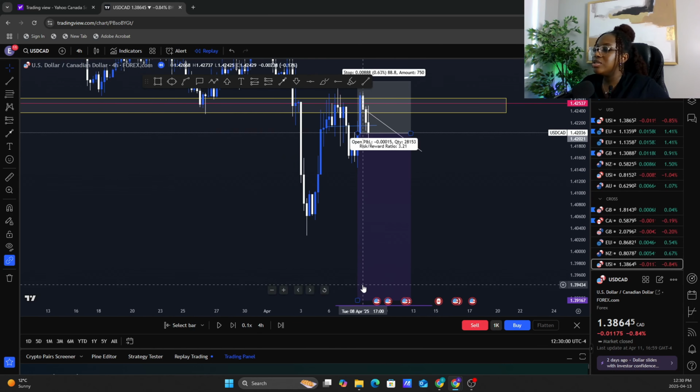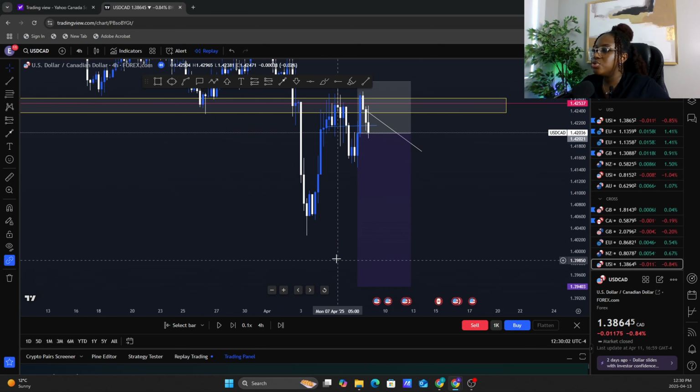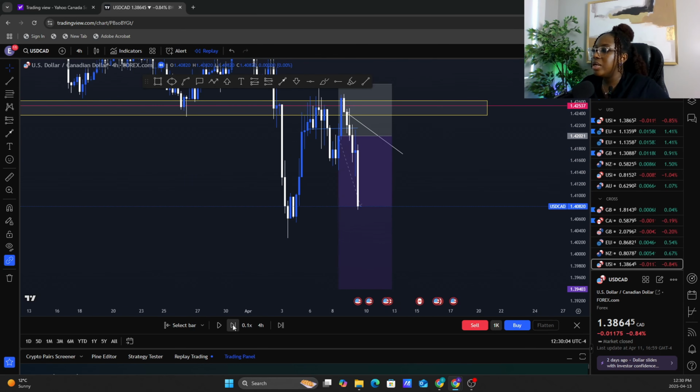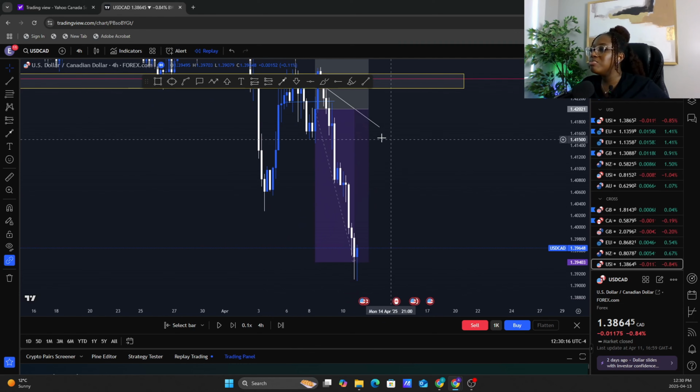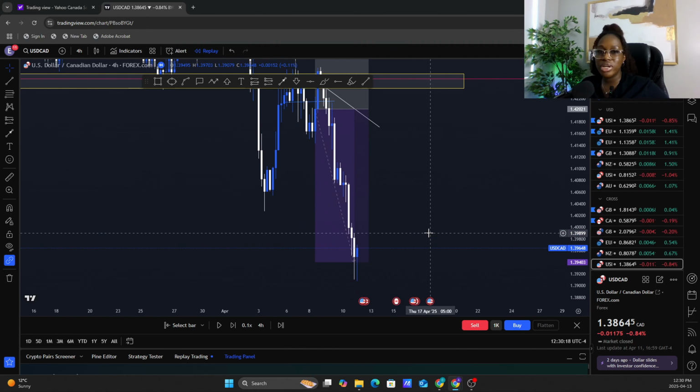So I basically stayed in the trade, and watched it play out. Okay, this is why you have to manage your emotions as a trader. If when price went into drawdown, I became so emotional, started panicking and closed my trade, I would have missed out on this nice movement right here, right?